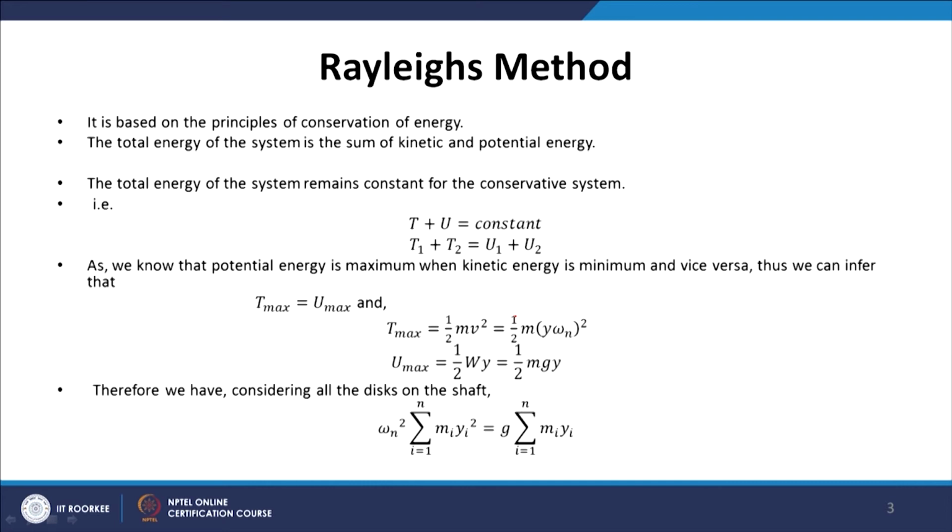So the total energy of the system for a conservative system remains constant. So here we are not considering the damping or dissipation of energy. We are considering the conservation of the energy, that is the kinetic and potential energy. So T plus U equal to constant, or T1 plus U1 equal to T2 plus U2.